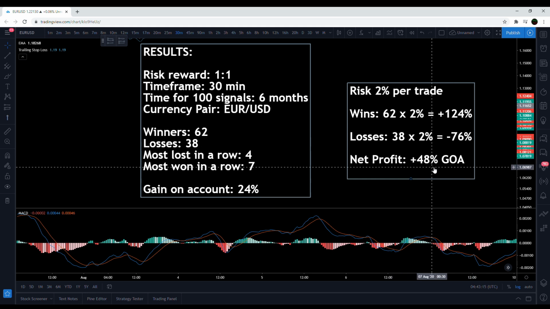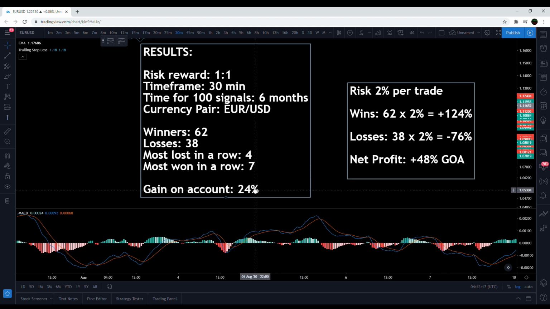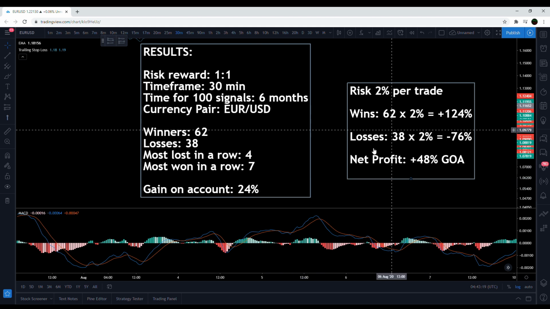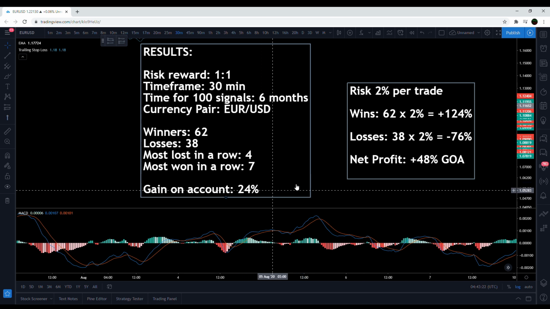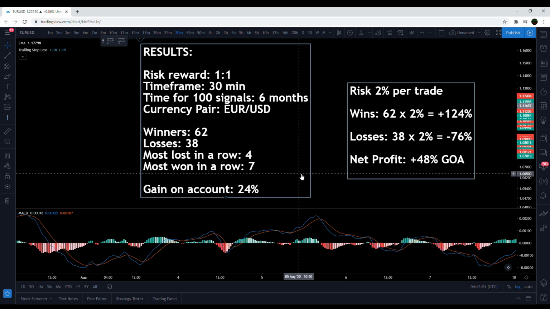So net profit is going to be plus 48% gain on the account, not 24, if you're risking 2% as opposed to the 1% over here. On my spreadsheet, all of those tests are assuming a 1% risk, so you can double those numbers if you are looking to risk 2%.